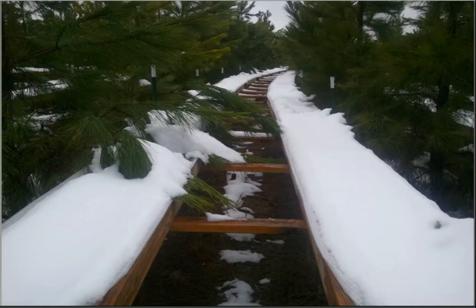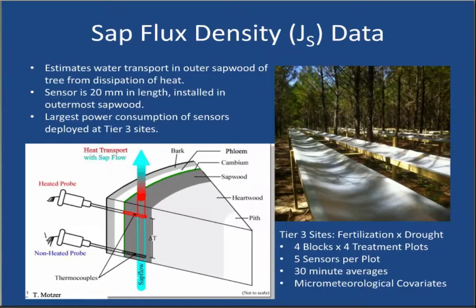With that, I'll turn it over to Eric to talk about the sap flux study, and that's probably one of the bigger efforts that we're undertaking at all 4 sites to get a really good handle on tree water use. Okay, thanks, Rod. So I'm Eric Ward at North Carolina State University, and I'll be talking about our measurements of sap flux density at Tier 3 sites.